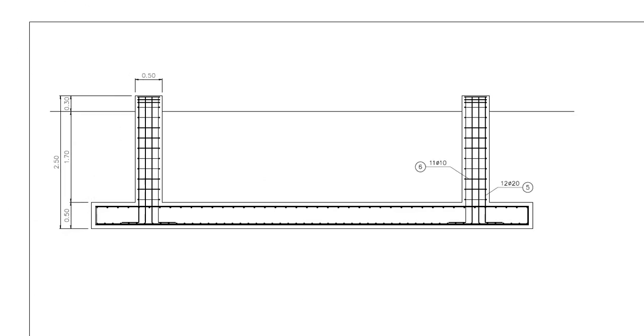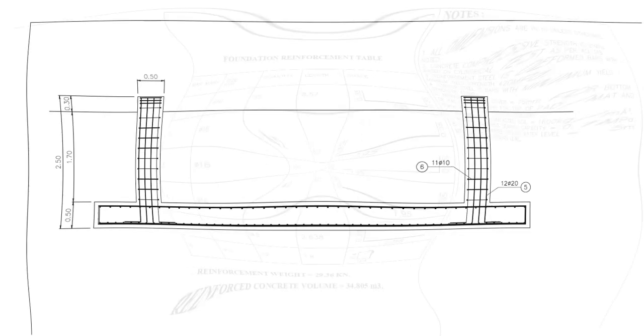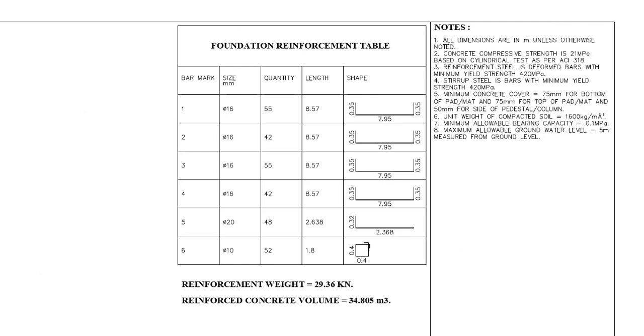Now you see a cross-section in the foundations showing the rebar. Each rebar is marked by a number. This is the table of the reinforcement bar schedule. For each bar, the table displays the bar diameter, quantity, length, and detailed shape. On the right side, notes were added showing the design criteria.